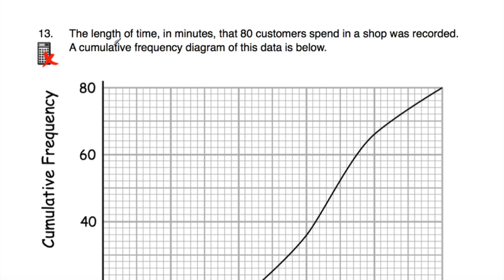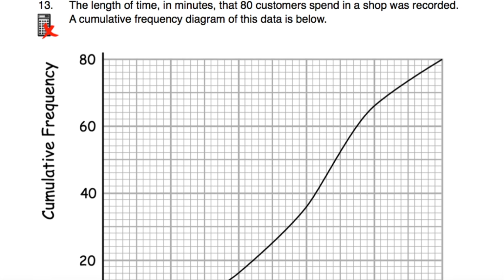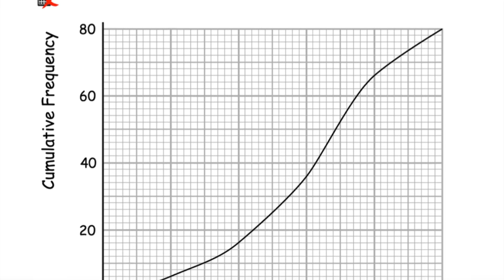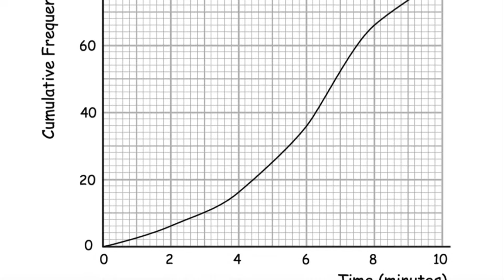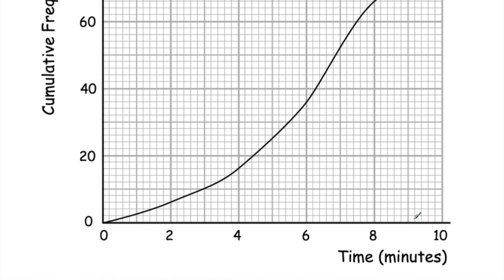Question number 13 says the length of time in minutes that 80 customers spent in a shop was recorded. So the amount of time they spent in the shop was recorded, and the cumulative frequency diagram shows the data below. As you can see, the cumulative frequency goes up to 80, so that's all 80 customers, and the time goes from 0 to 10 minutes. So the longest amount of time that they could possibly spend in the shop here is up to 10 minutes.